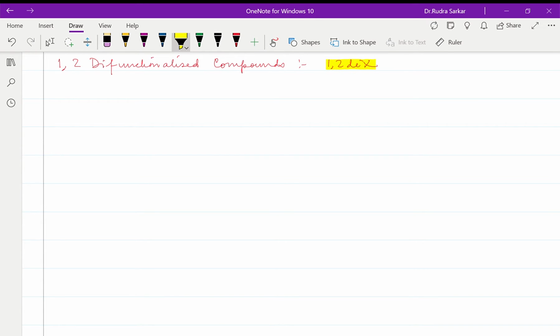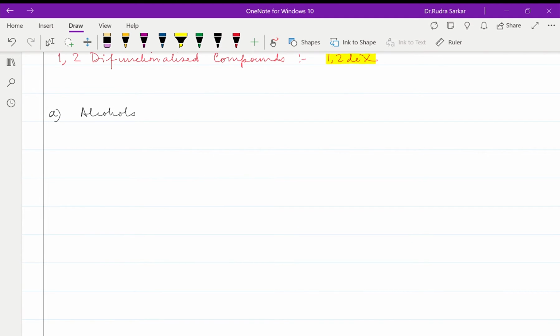Okay. Now first of all we will be doing disconnections of alcohols of this type, where it is functionalized or derivatized at the 2 position. So if this is 1, this is the 2 position. That is why we are considering them as 1,2 difunctionalized compounds.